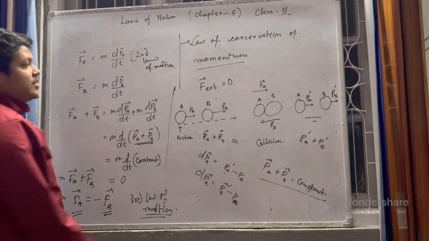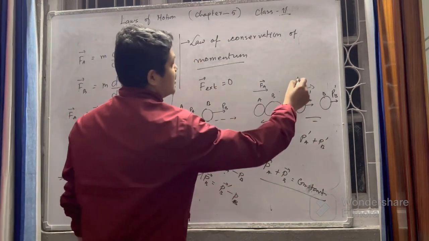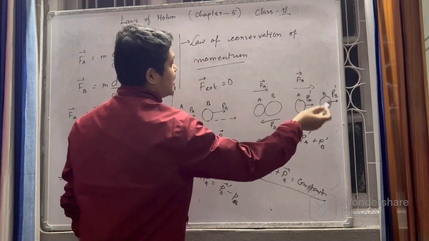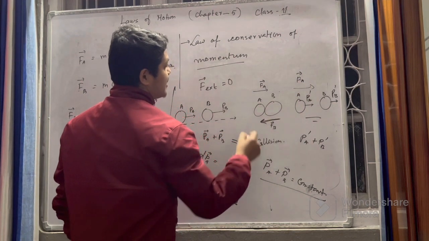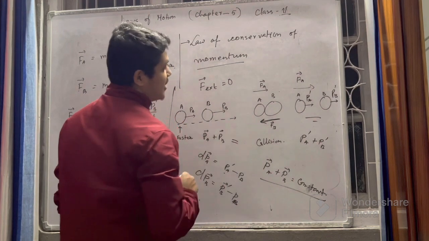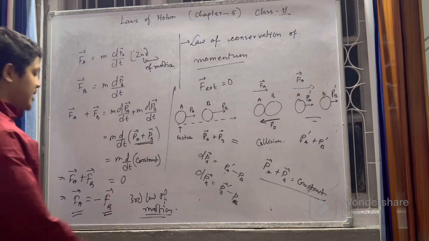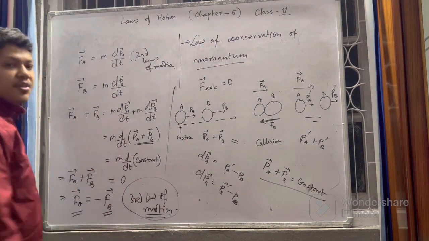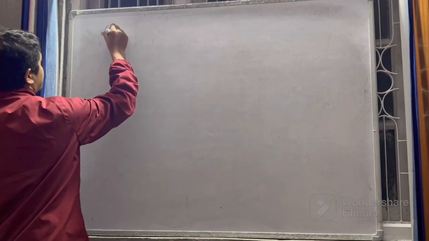So that means the force exerted by this ball A on B, if it is FA, then the same amount of force will be applied by ball B on A, but in opposite direction, right? So that is what is explained by the third law of motion. So hope you have understood. Explain the law of conservation of momentum.